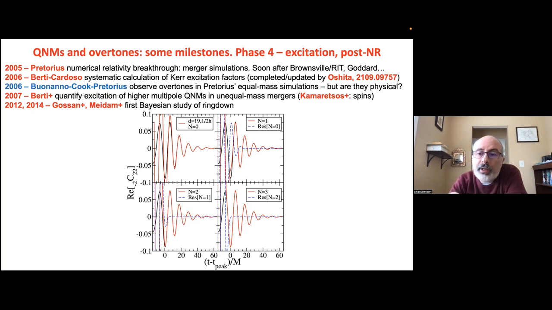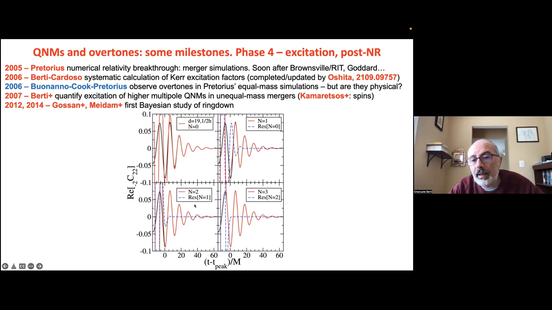Things changed clearly after the simulations in 2005 by Pretorius and others, because now people could use the numerical data to see whether the overtones were excited. And what I'm showing in this figure is a plot from Buonanno and Pretorius in 2006, where what they did was they performed a fit of the waveform with a certain mode, and then they subtracted that mode from the waveform and observed that the residual looks like another overtone.